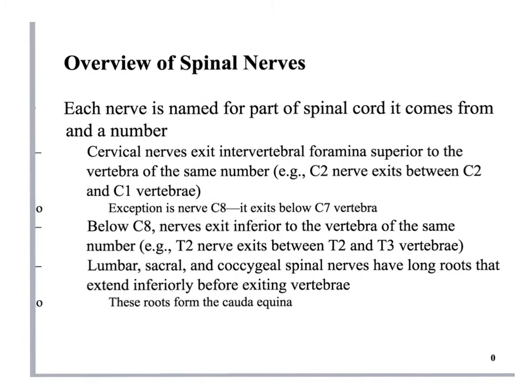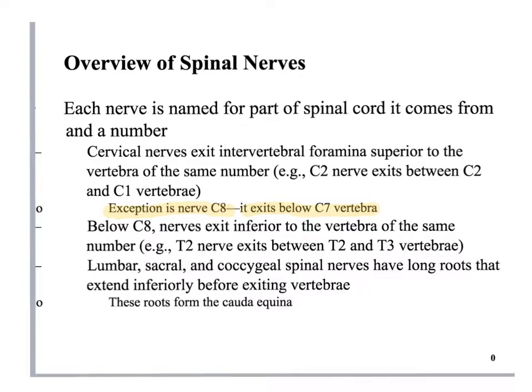We mentioned before that each nerve is named for the part of the spinal cord it comes from: cervical, thoracic, lumbar, sacral. Then you have C1 to C8, except you don't have a C8 vertebra, so that one exits below C7, a little exception to the rule. Then it's named for the number, so T2 exits between T2 and T3. The lumbar, sacral, and coccygeal spinal nerves all have long roots that extend inferiorly.